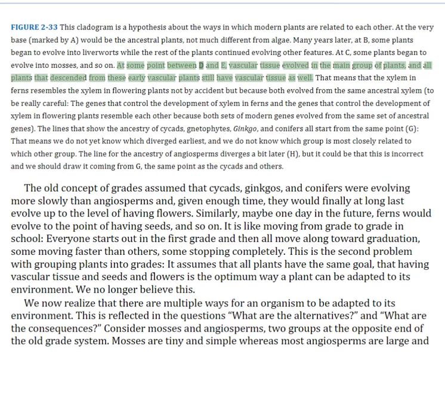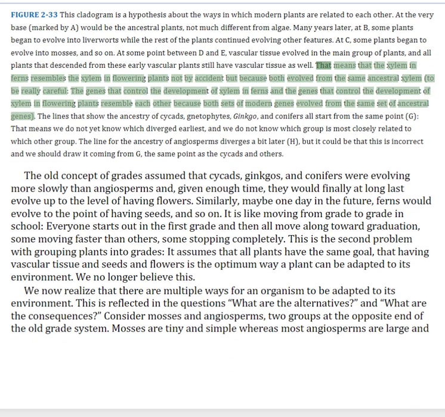At some point between D and E, vascular tissue evolved in the main group of plants, and all plants that descended from these early vascular plants still have vascular tissue as well. That means that the xylem in ferns resembles the xylem in flowering plants not by accident but because both evolved from the same ancestral xylem.